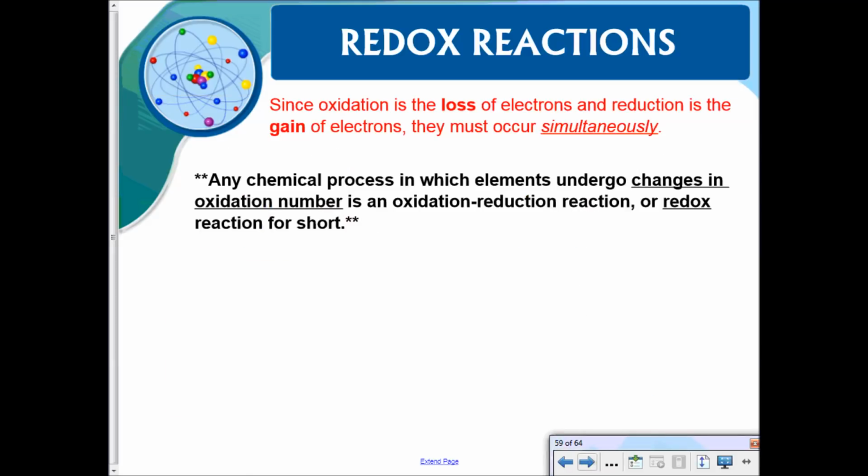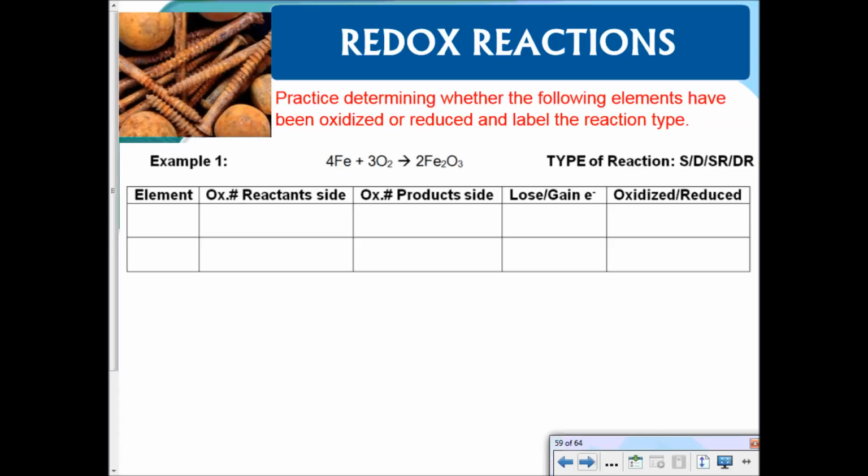Now, since oxidation is a loss of electrons and reduction is a gain of electrons, they must occur simultaneously. So if there's oxidation, you have reduction, and that's why I call it oxidation-reduction reactions, or redox for short. Any chemical process in which elements undergo changes in oxidation number is an oxidation-reduction. So you're going to actually be asked to say whether something's an oxidation reduction.